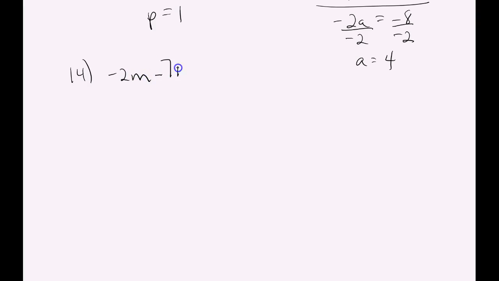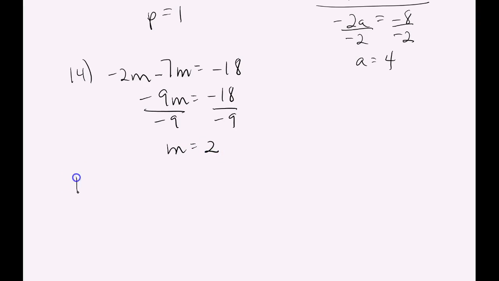Okay, number 14. -2m minus 7m equals -18. -9m equals -18. Alright, no big deal.